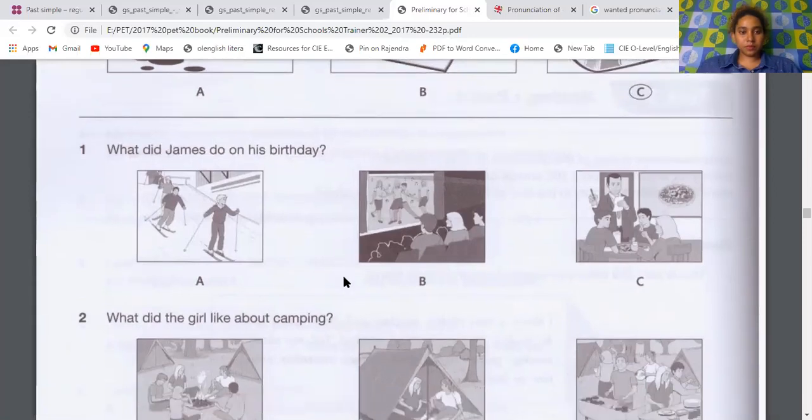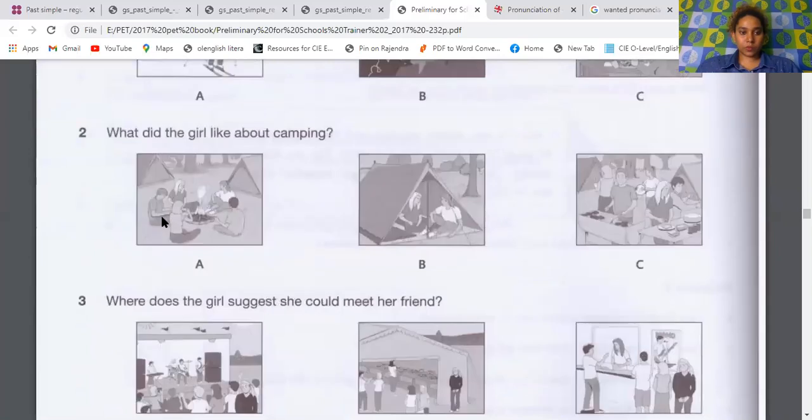Listen again. Did you have a good birthday, James? You told me you were going to have dinner in a restaurant. How was it? We decided to go to the cinema, and by the time we got out, it was a bit late, so we just had a pizza at home instead.